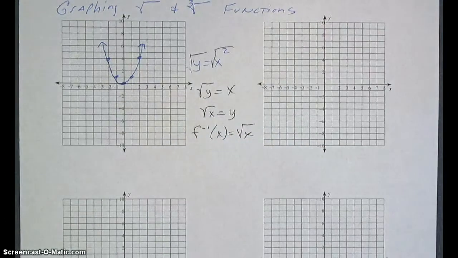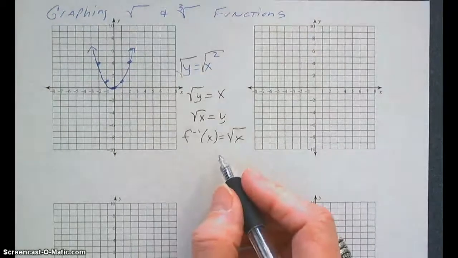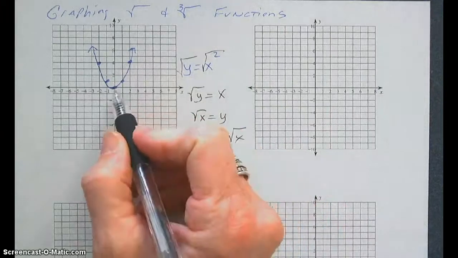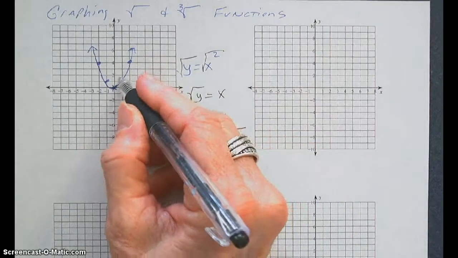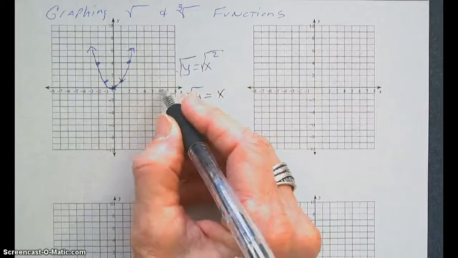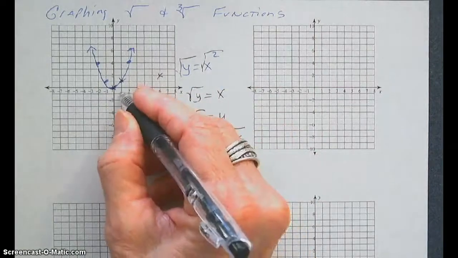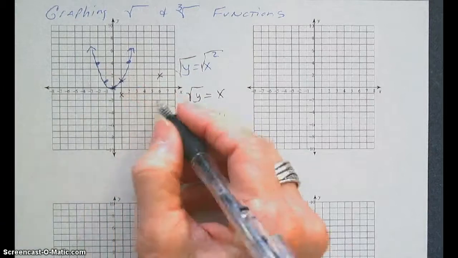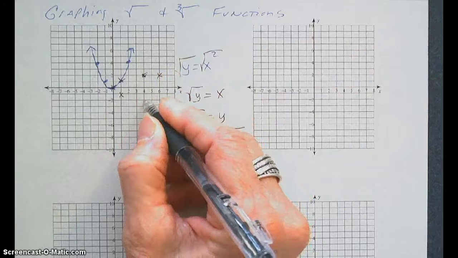So if I remind you what we did on Monday, we took a function and then found the inverse. The easiest thing to do when we find the inverse is to switch points. So if I switch 0, 0, I get 0, 0. If I switch 1, 1, I get 1, 1. If I switch 2, 4, I get 4, 2. If I switch negative 1, 1, I get 1, negative 1. If I switch negative 2, 4, I get 4, negative 2. That point should have been right here.